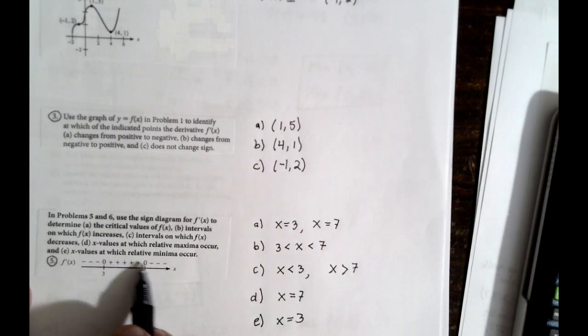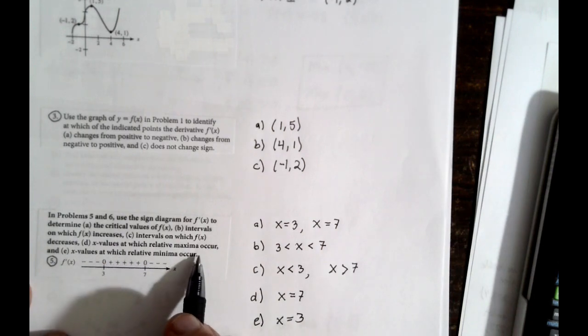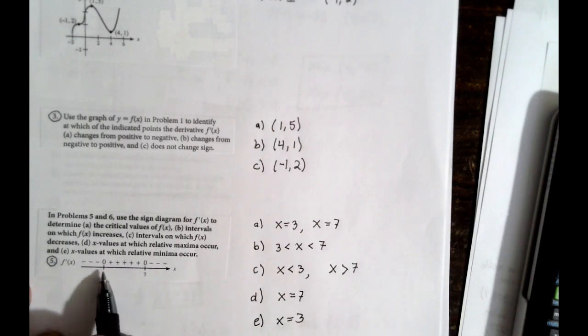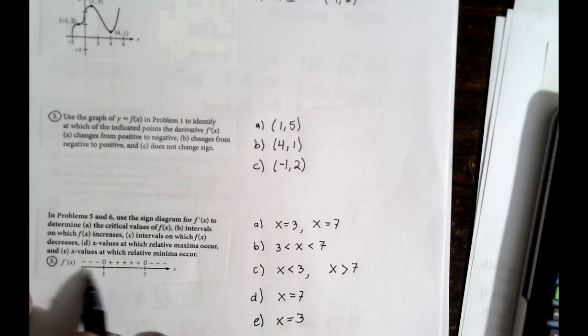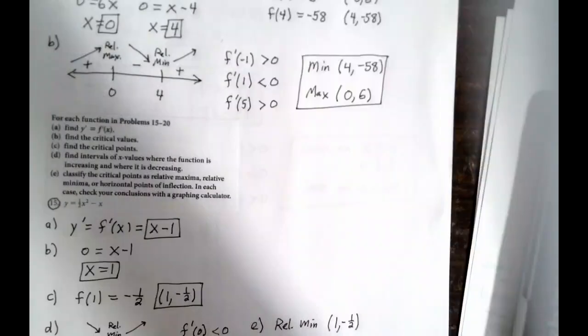And then D, the x values at which you have a relative max. You have a max when you go increasing to decreasing, so your relative max is at x equals 7. And relative min, where you're decreasing and increasing, so your relative min's at 3.